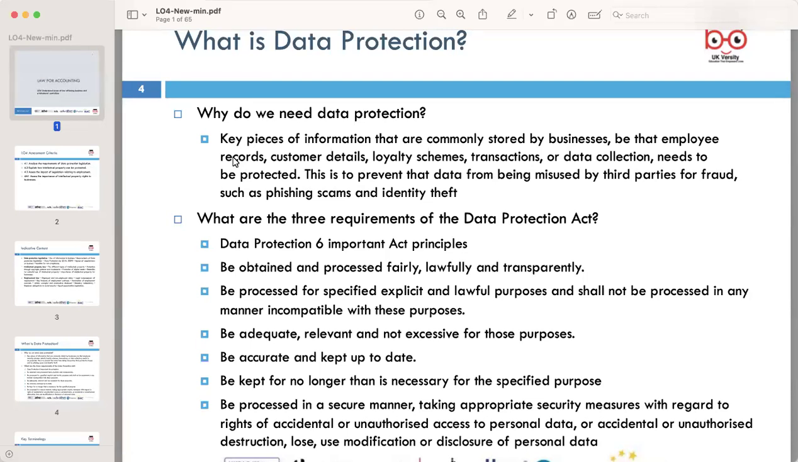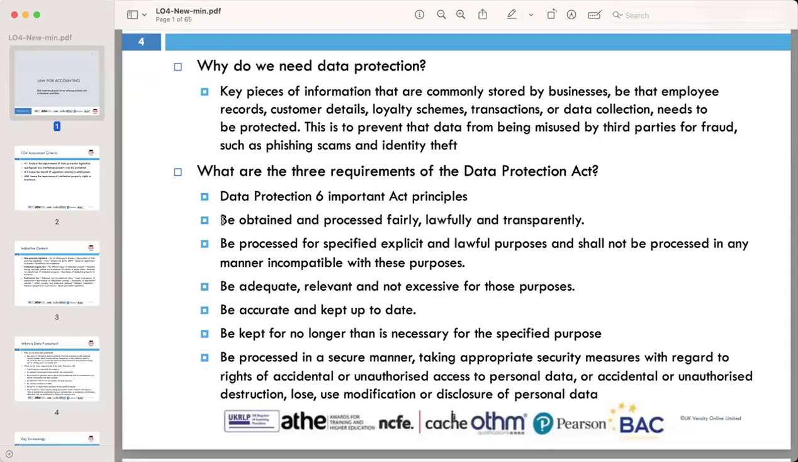identity theft. So phishing scams and identity threats, and identifying the three requirements of the Data Protection Act is crucial. The Data Protection Act adheres to six important principles: data shall be obtained and processed fairly, lawfully, and transparently, and be processed for specified, explicit, and lawful purposes, and shall not be processed in any manner incompatible with these purposes.